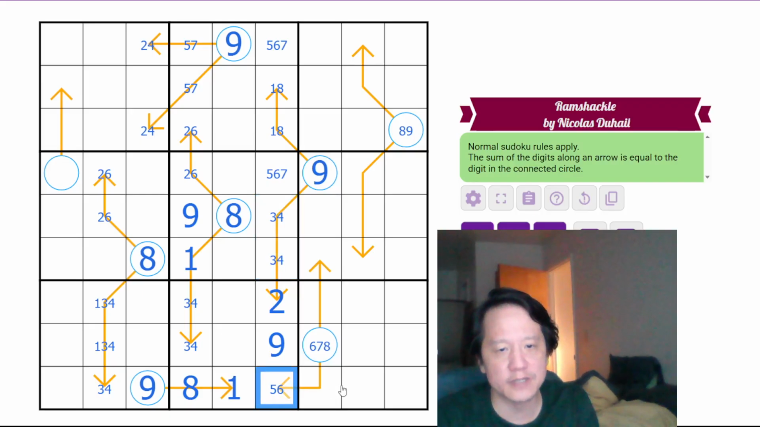This can't be 7 again. And this can't be 6. So it's either 5, 2 adding up to 7, 5, 3 adding up to 8, or 6, 2 adding up to 8 here.